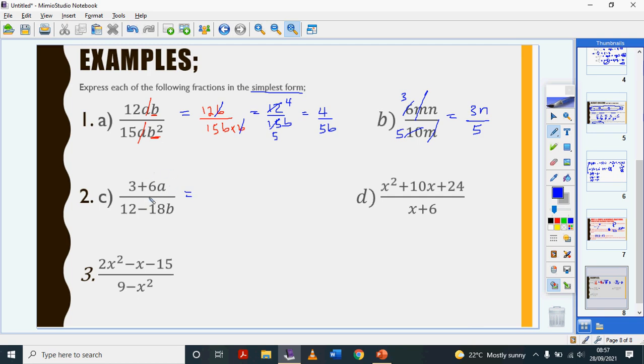Let's look at this one. I hope you guys remember factorization. 3 is common in the numerator, and I'll have 1 plus 2a. And in the denominator, 6 is common, and then I'll have 2 minus 3b, right? The things inside the brackets I cannot reduce because there's nothing common. But outside the bracket, 3 and 6 can be reduced. I can reduce 3 by 3 to get 1, and 6 by 3 to get 2.